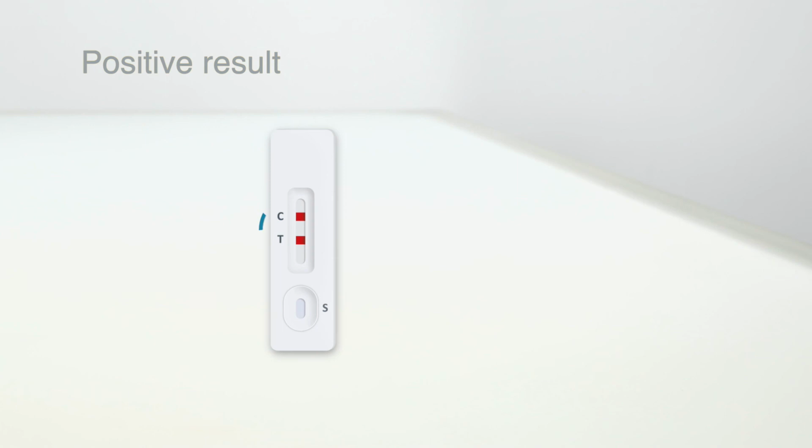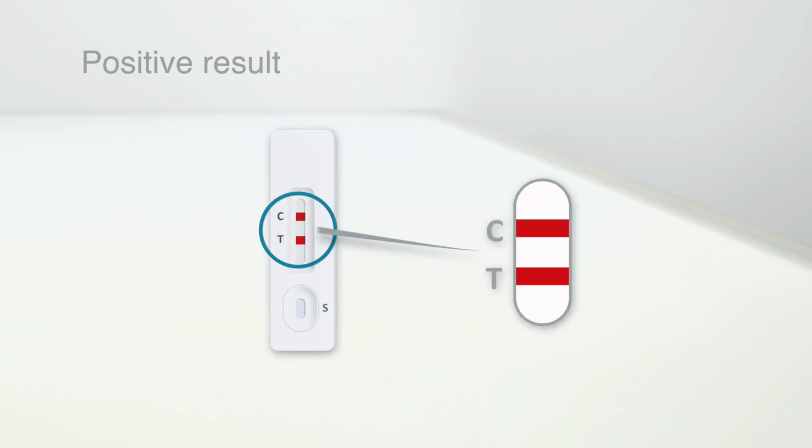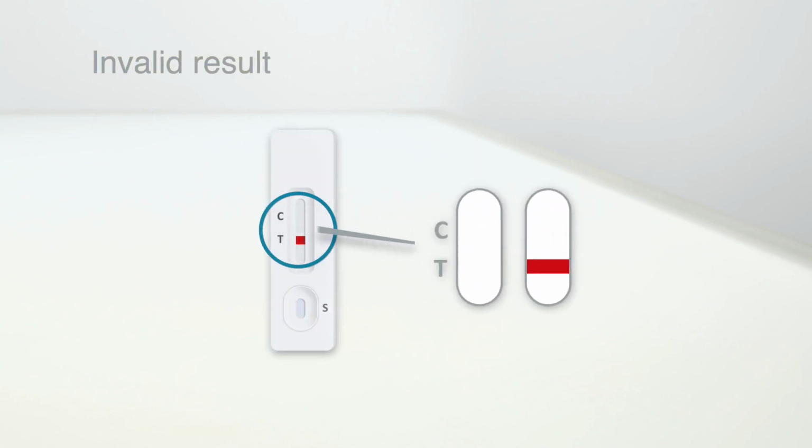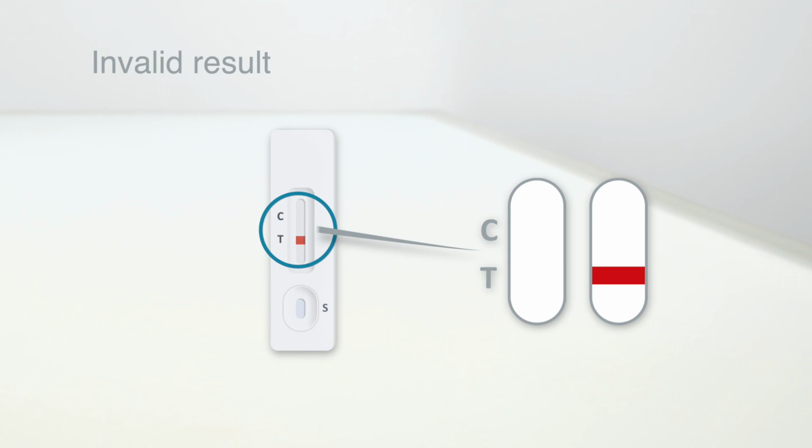Two lines, one in the control line region and another one in the test line region, indicate a positive result. If only the control line appears and not the test line, the result is negative. The control line indicates that the test has been performed correctly and should always be present. If no control line appears, the result is invalid. Repeat the test with a new test cassette.